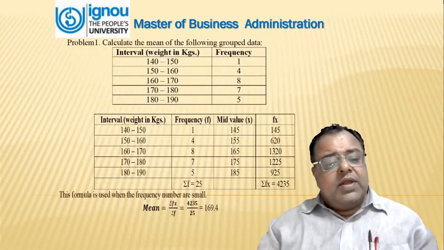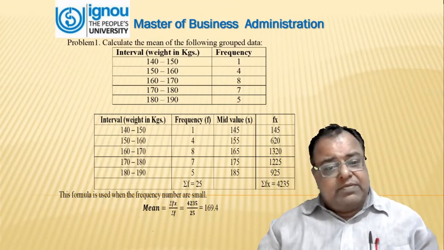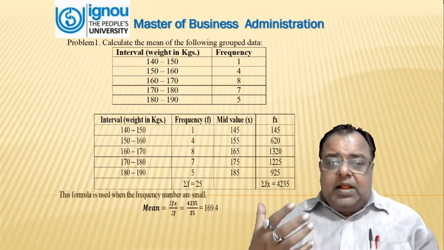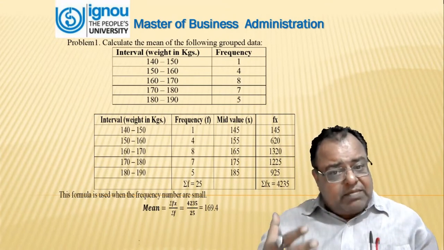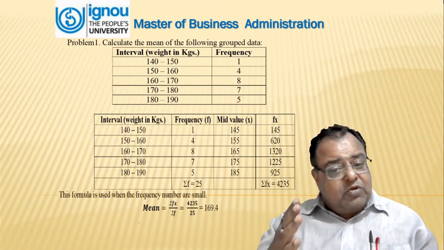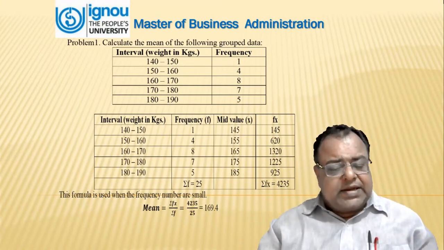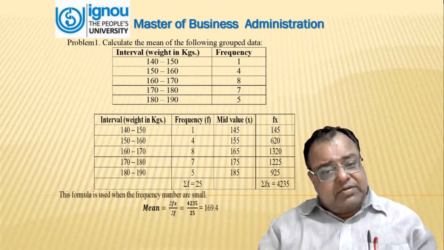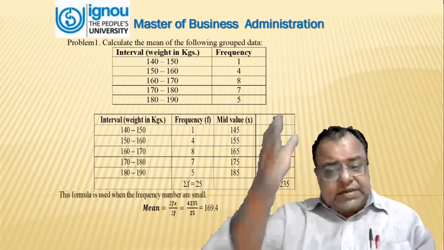Now we move on to calculate the mean. The data is given to us, and we are supposed to find the mean of this grouped data. So what is the procedure? Two columns were given to us. As the frequency numbers are small, we will be using the direct method. That means we will simply calculate the mid values and multiply f with x. The frequencies are single-digit numbers, and in this case only, we can use this direct method, that is multiplying mid values with the frequencies and summing it up.